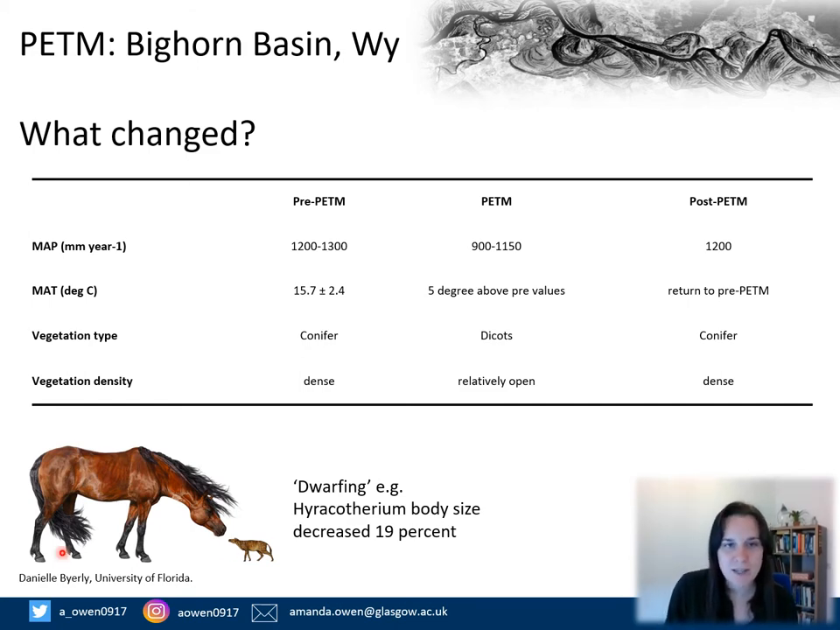So this is a sketch to show a modern horse and the expected size of horses during this time period. But we actually saw during the PETM that these horses dwarfed by about 19% in size. So there was a clear impact of the climate on certain aspects of the environment. But what we're going to look at is how significant these changes are in terms of modifying our fluvial system, our river system behaviour.